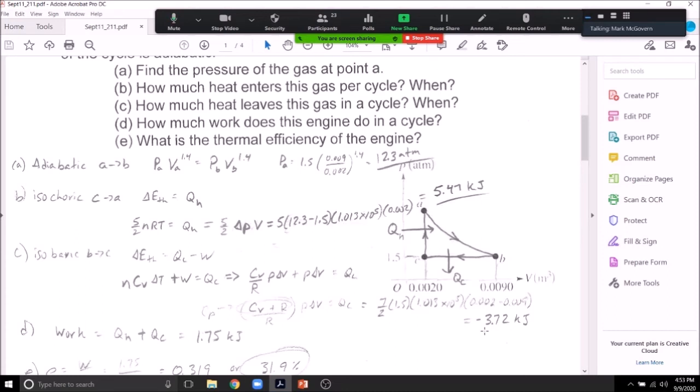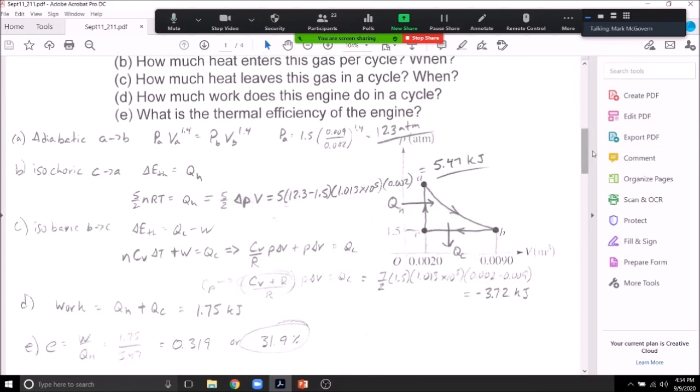Now it's minus because QC is energy extracted out, and the difference in volumes ends up with a negative quantity. You can certainly keep it positive as an absolute value, just to know the magnitude of that heat. But again, you could also leave it as negative. When we want to calculate the work being done, it's very easy to do that because we simply have to take the difference between the hot and the cold reservoirs, and we get 1.75 kilojoules.